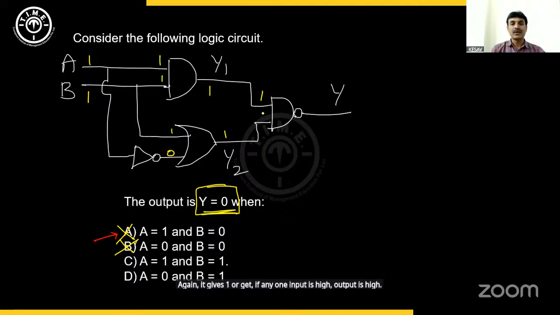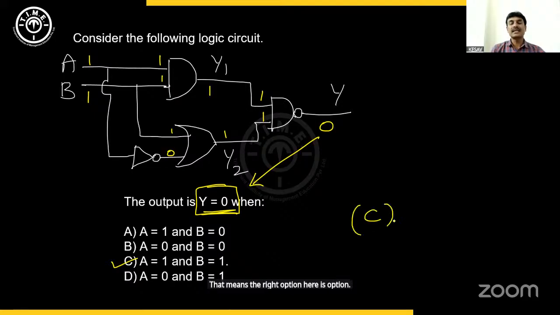OR gate gives 1. 1, 1 are the inputs. For 1, 1 input, NAND gate gives 0. That's what is the condition, right? Y has to become 0. That means the right option here is option C. C is the correct option. Very easy, right? There isn't any calculation involved in it. How are the inputs modified with the given gates? That you need to check. That's why this is very easy. And you can get the 4 marks or allotted marks surely for these questions based on logic gates.